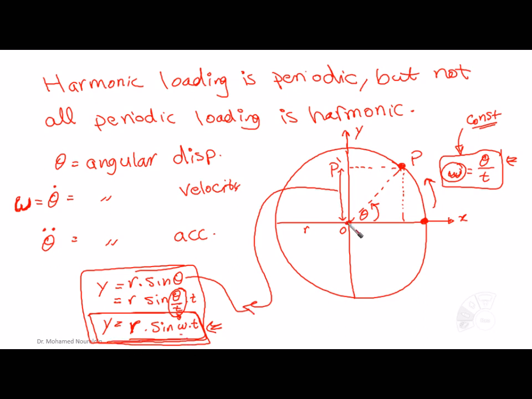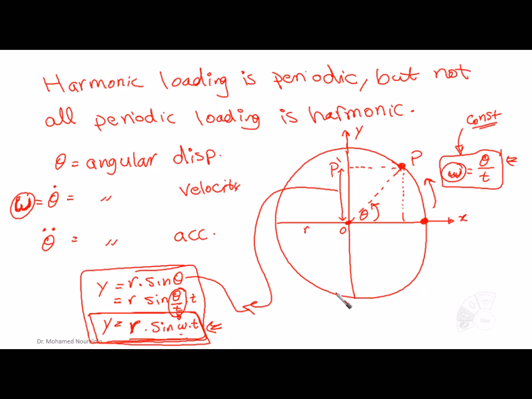So the description of any point on this circle, the projection of it on the vertical axis is going to be described by the radius r and the angular velocity, which is theta dot, or omega, times t at any point of time t, right? So now it is very easy for us to describe this vertical motion of the particle around this circumference.